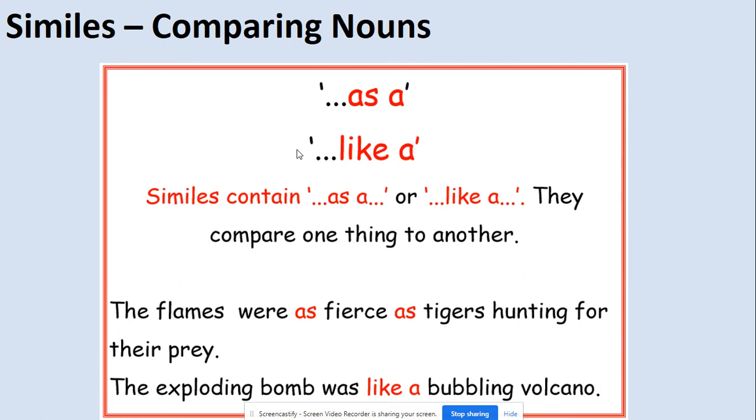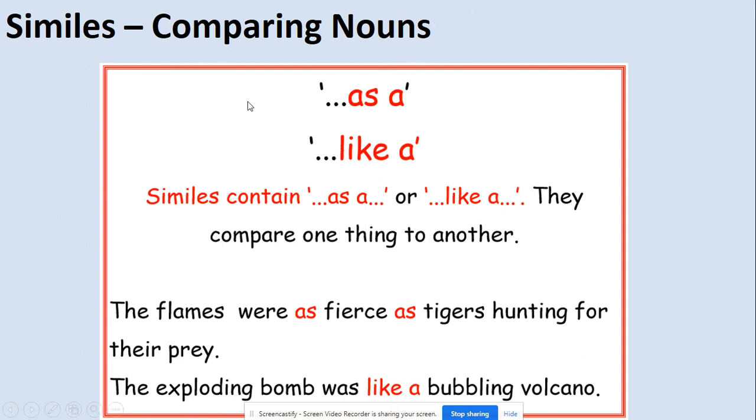Now, the only word of warning for this is make sure that what you're comparing it to is suitable and appropriate. Okay? So, for example, if it was somebody who was incredibly strong and powerful, you wouldn't compare them to a mouse. If it was somebody who was really speedy and really quick, you would not compare them to a sloth or a badger. Okay, so make sure that what you're comparing it to actually matches, that they've got the same characteristics.